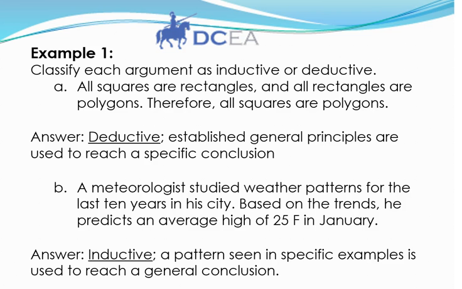Example 1 says classify each argument as inductive or deductive. All squares are rectangles, and all rectangles are polygons. Therefore, all squares are polygons. The answer to this is deductive. We used established general principles to reach a specific conclusion.